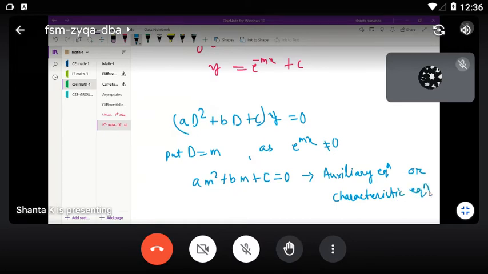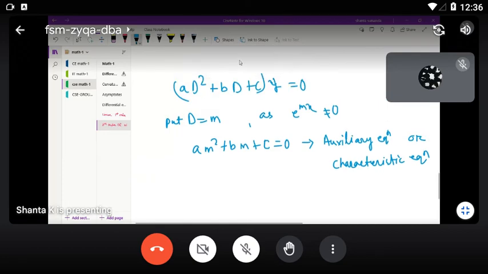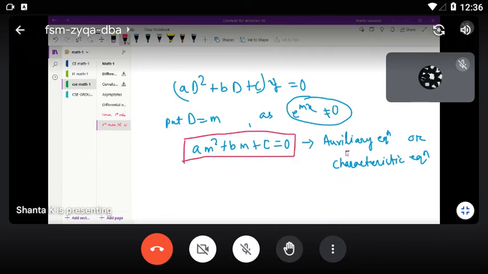Characteristic equation. Okay, a m square. So it is easy, you see, simply we are substituting d as m in the equation, and since y is not equals to 0 because we have the solution of this form. Okay, so here this is positive, exponential, so we are getting this equation, and this one is known as the auxiliary equation. Okay, this is auxiliary equation or characteristic equation.